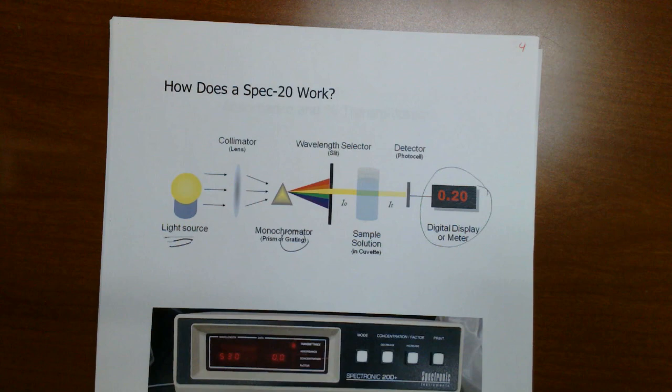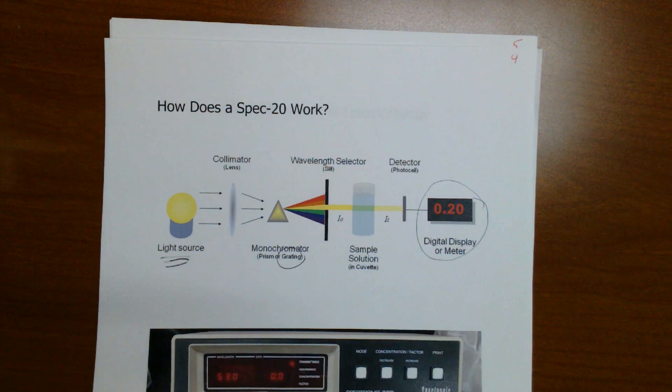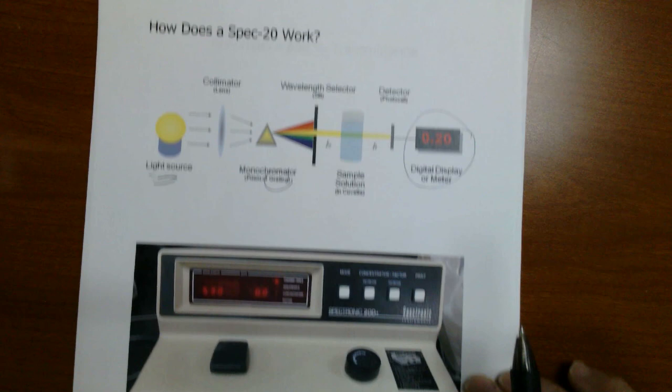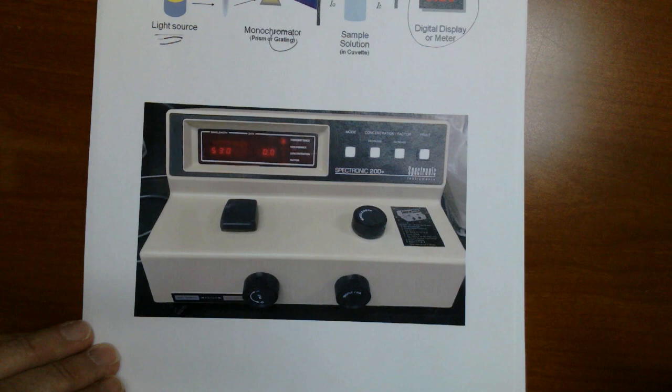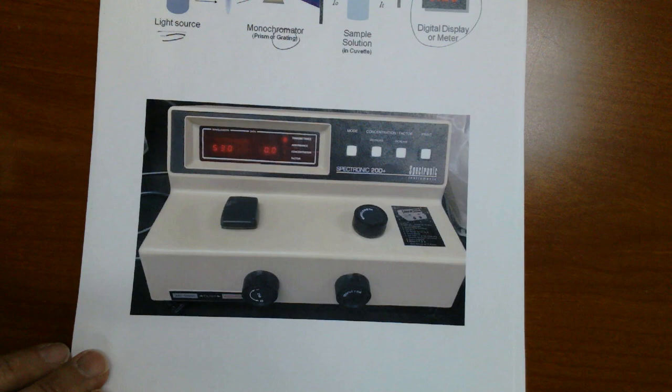So there's two common types of readouts that we're going to get. One of them is percent transmittance, and the other is absorbance. And I'll talk about those in just a moment. Okay. So this is the picture of the SPECT-20 that we're going to use in the lab. And we'll see that when I do the demonstration for the experiment a little bit later.